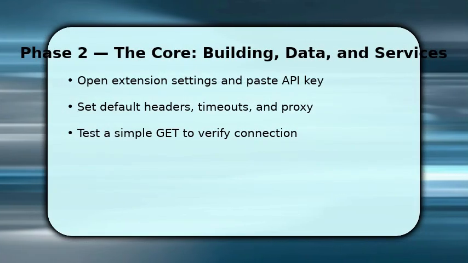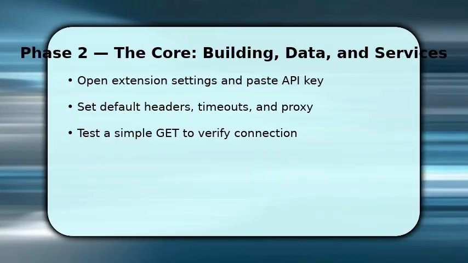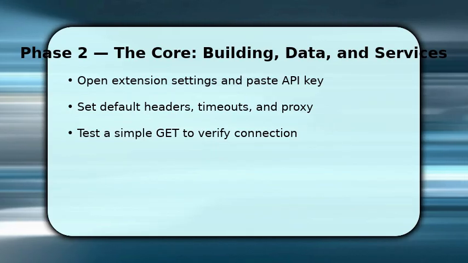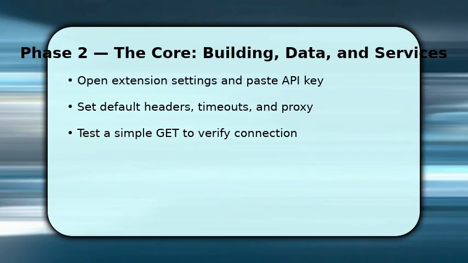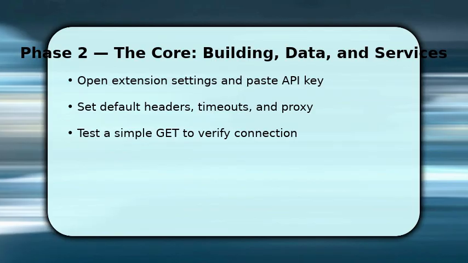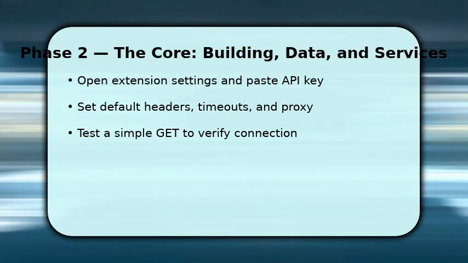Once the extension is installed, configure it. Open settings and paste your API key or token where prompted and set default headers like content type. Next, configure timeouts and proxy options if needed. These affect reliability. Use the built-in request editor, compose a simple GET to your chosen endpoint, and run it. Observe the response pane for status codes and headers. If the request succeeds, you've confirmed connectivity and correct configuration. If not, note the error code.